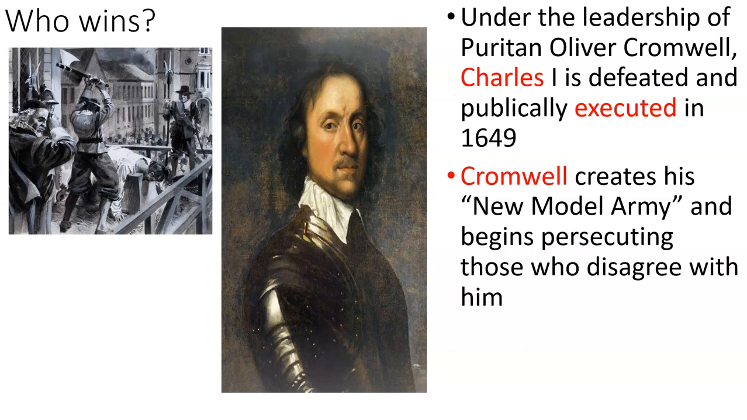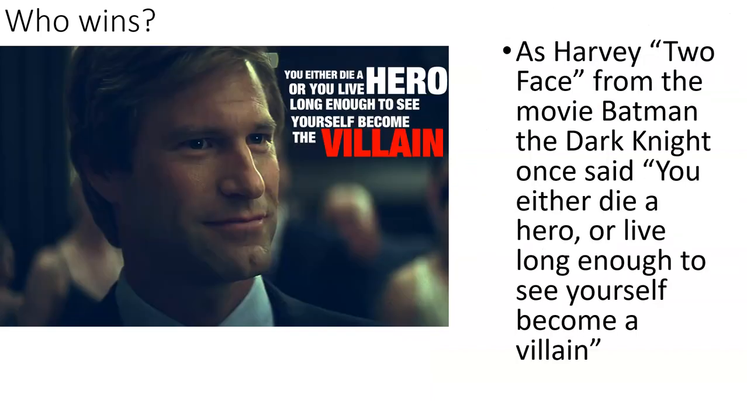And Oliver Cromwell, in order to keep the people who are legit horrified by what he's done, he has to create this new model army. He has to go after folks who are saying Oliver Cromwell's gone too far and begins persecuting them. And it just, the cycle, it just reminds you of how the kings have been treating their subjects. He, like, becomes a king in all but name.